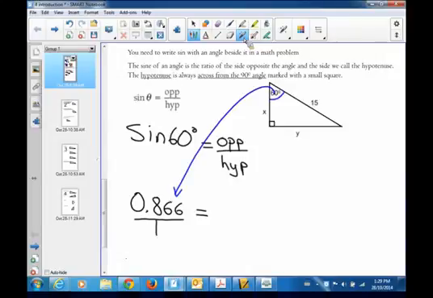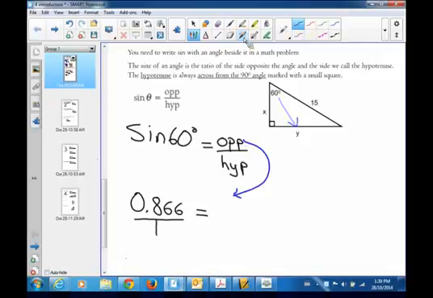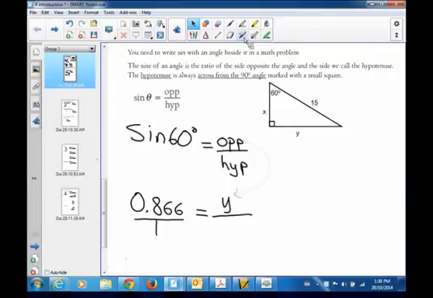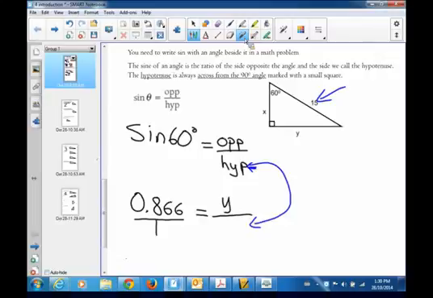I need the opposite side. The opposite side to 60 is the letter y. So I'm now going to replace opposite with the letter y. And then I'm going to say the hypotenuse. The hypotenuse is 15. You got it. Good. So I'm going to replace the HYP, hypotenuse, with the number 15.